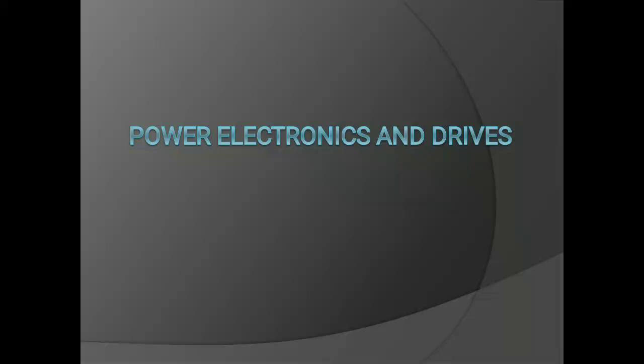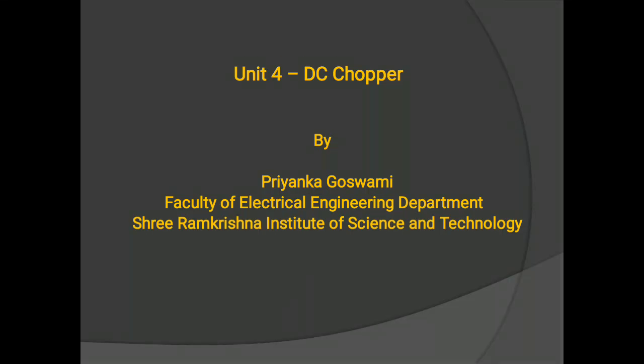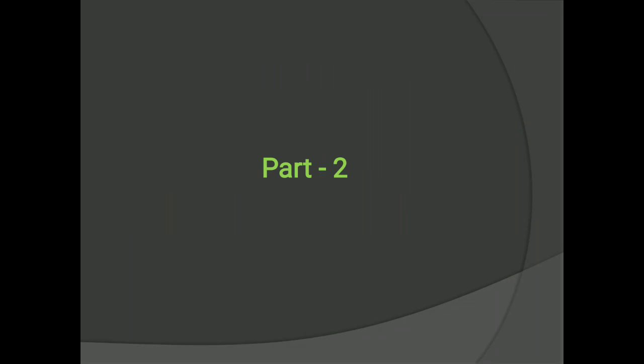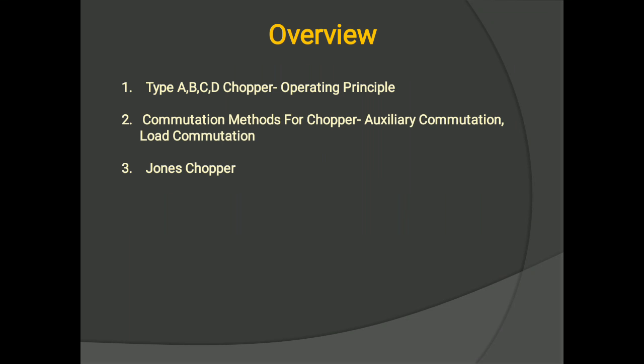In this session, we are going to study the second part of the chapter DC Chopper of the subject Power Electronics and Drives. Overview. Here we will study the types of chopper circuits, commutation methods for chopper, and Jones chopper.